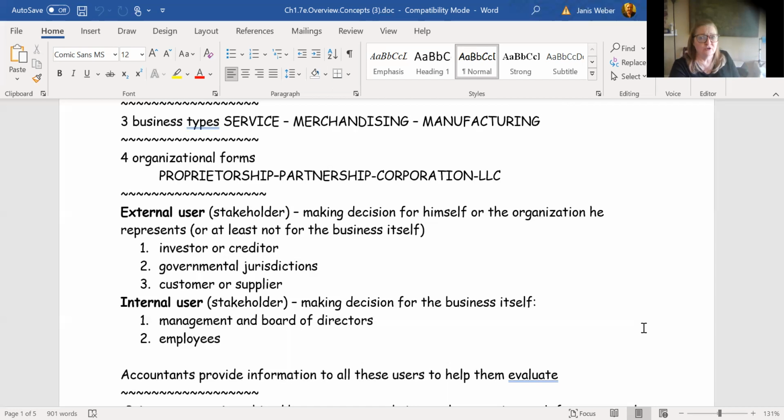Okay. Internal users, on the other hand, are the people inside the corporation that are making the decisions about what the company should do. So if it's a company like Levi Strauss, they're trying to decide whether they want to make more jeans or more khakis. They want to branch off into something besides pants. They want to open a new line of some kind of product, but internal to the company, they have information that's not readily available to outsiders. So that's how they make decisions about what to do next. And that's the management and the board of directors, as well as the employees.